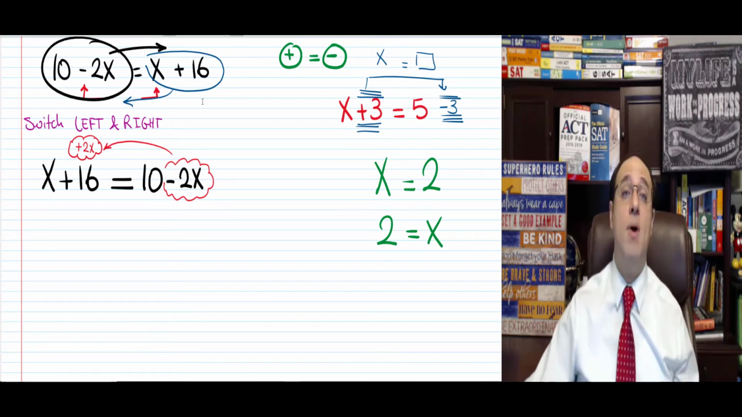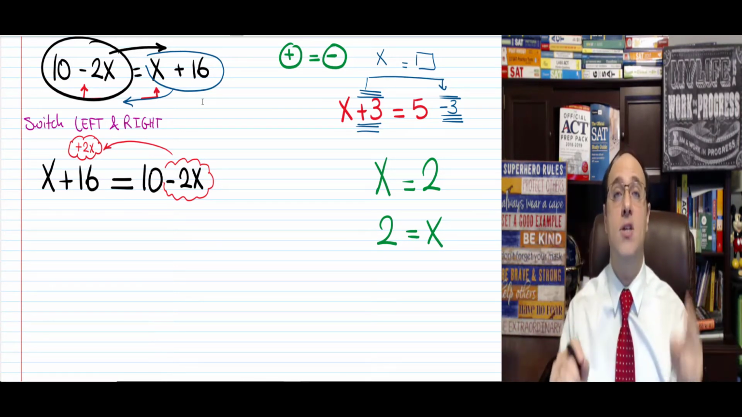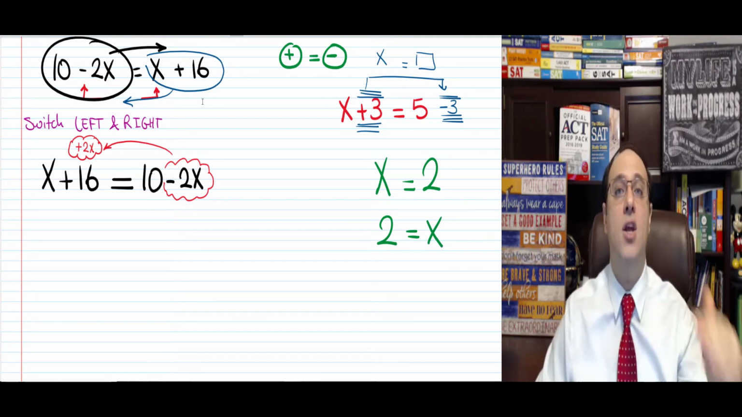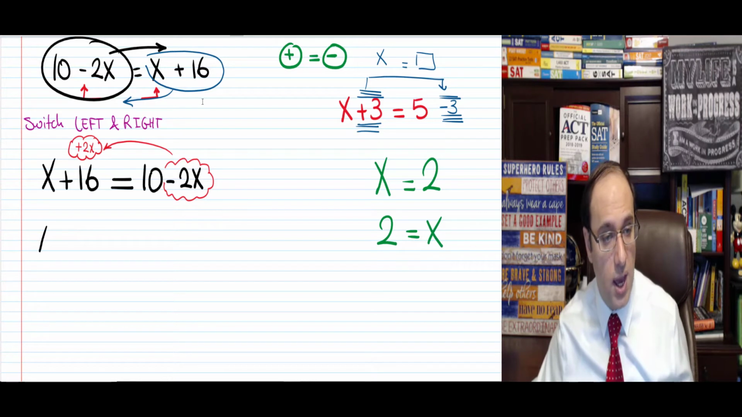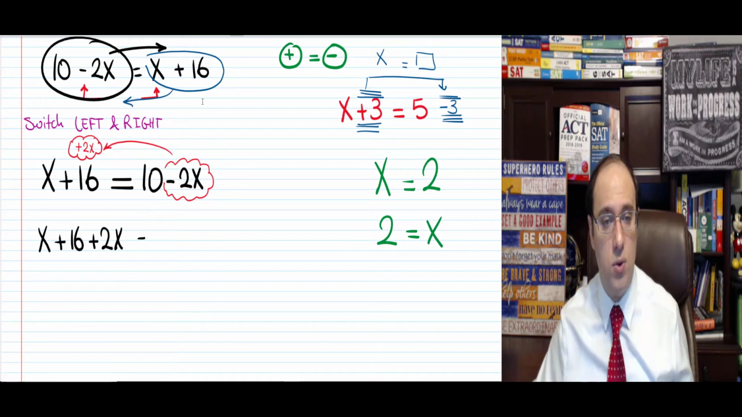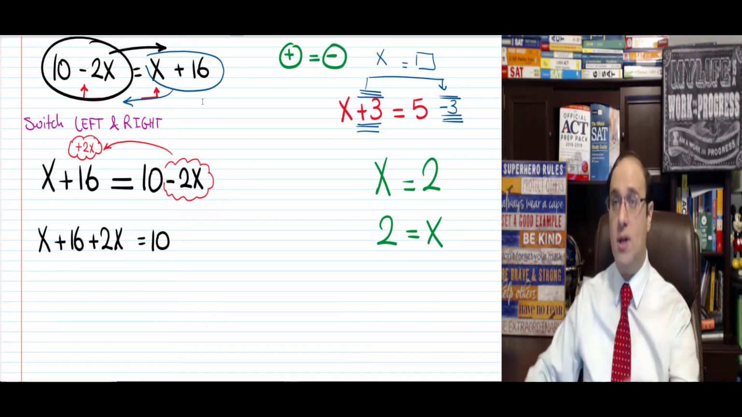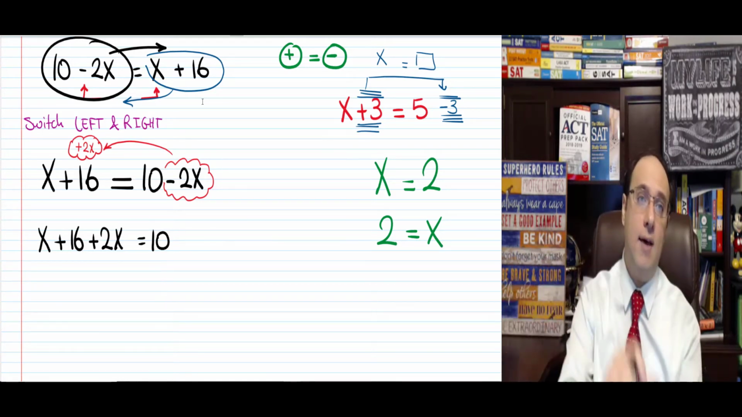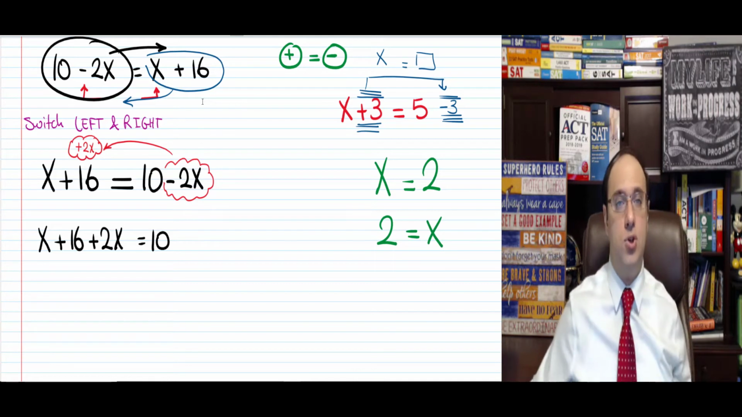Now rewrite. And remember, in math, it's always best to write every step. Don't try to do 2 steps in one line. You'll usually get something wrong. So we rewrite this. X plus 16 plus 2x equals 10. Okay? I got rid of the negative 2x from the right, moved it to the left, changed its sign to plus 2x. Super? Super.